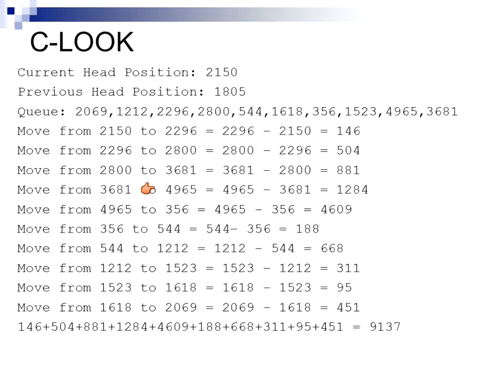Now the difference is it's not going to go out all the way to 4999. Instead, it's going to go to the lowest numbered service request that it still has to process. And so it'll go down to 356. It won't go all the way down to 0, and then up to 544, 1212, 1523, 1618, and 2069. And so you can see this is a little shorter time, or a little shorter distance traveled, because it's a total of 9,137. So any questions on that?